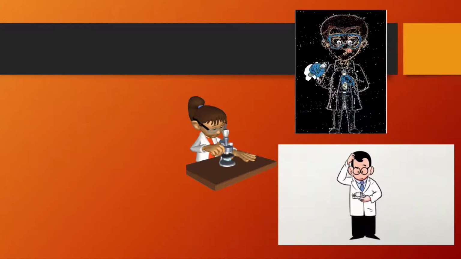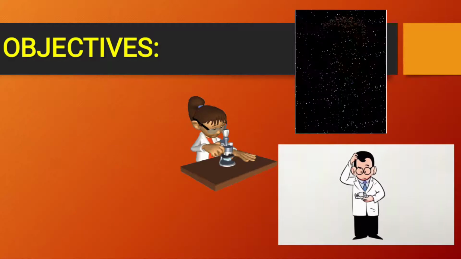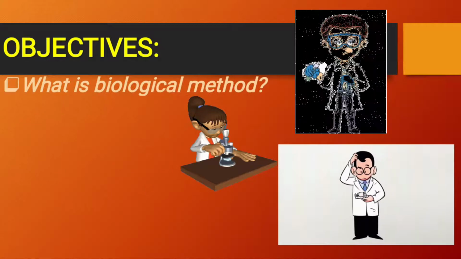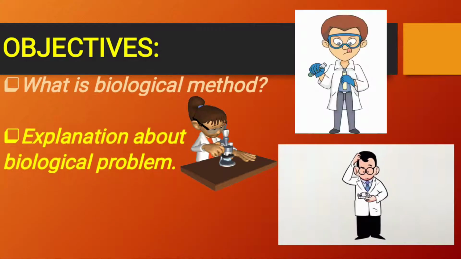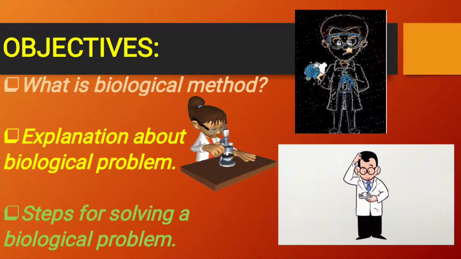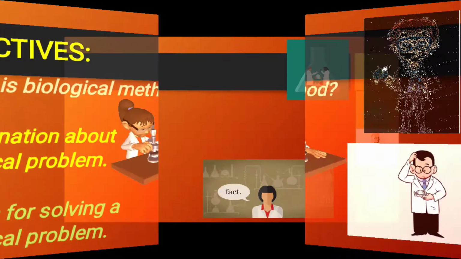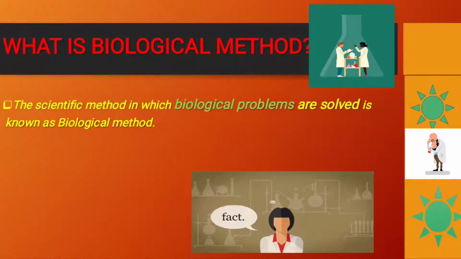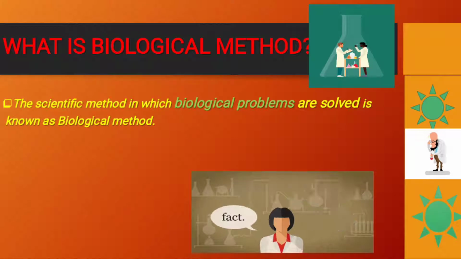Now come to our today lecture. First of all, objectives of our today lecture. Students, after today's lecture, you will be able to understand what is biological method, explanation about biological problem, steps for solving a biological problem. First of all, what is biological method? The scientific method in which biological problems are solved is known as biological method.